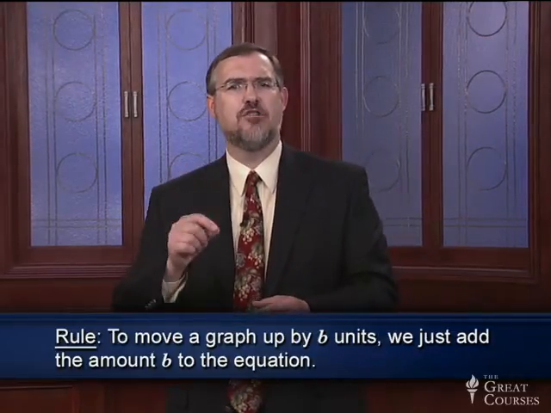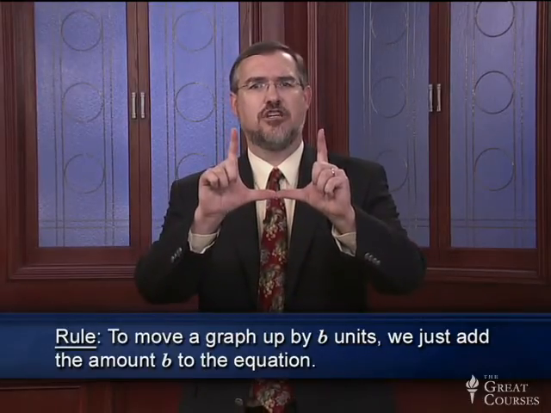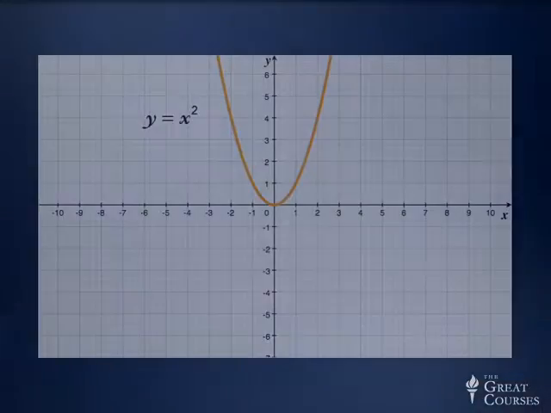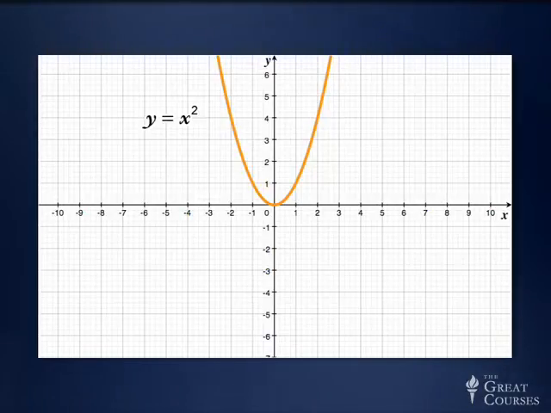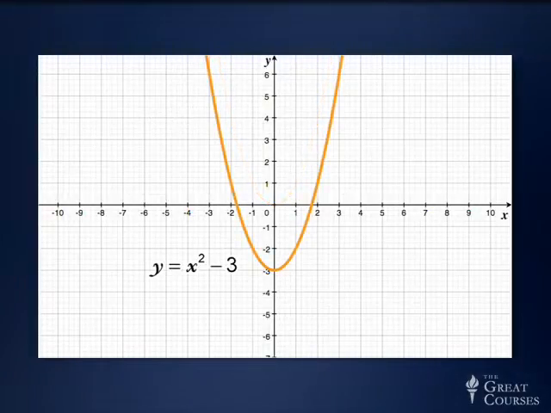And if b was a negative number, when I add that part, then the graph would actually go down instead. So for example, if I started with the graph of x squared and wanted to shift it down 3 units, the new equation would be y equals x squared minus 3.